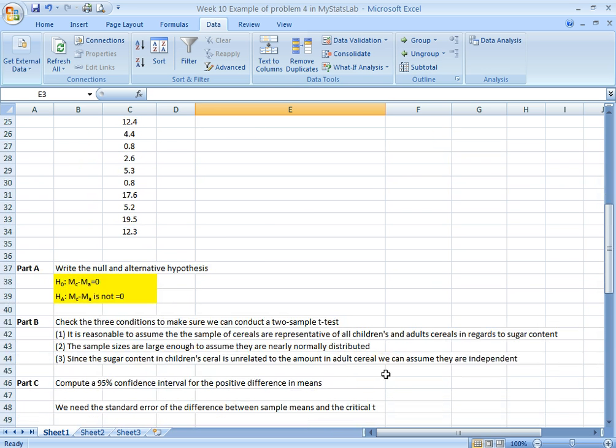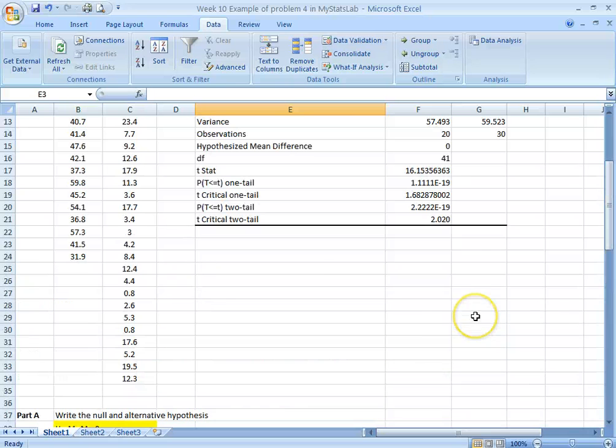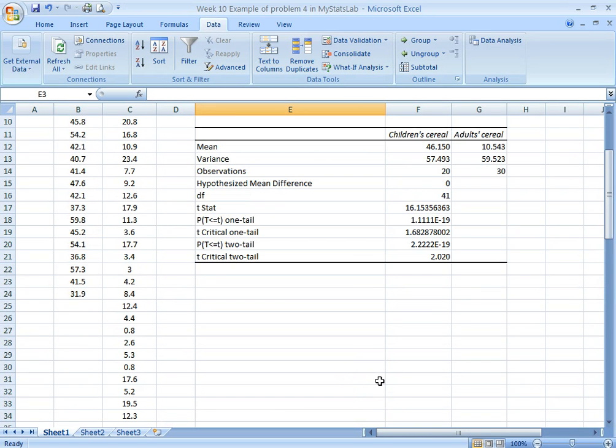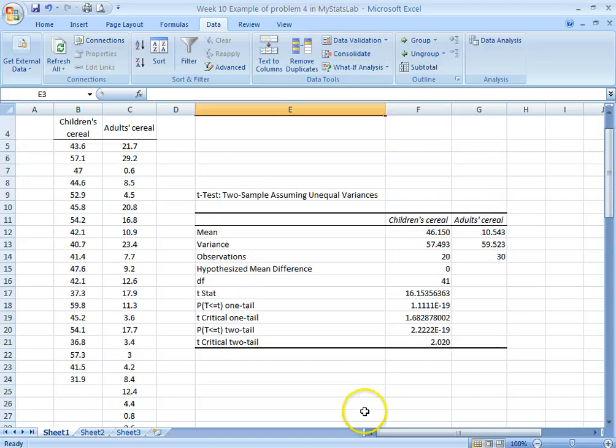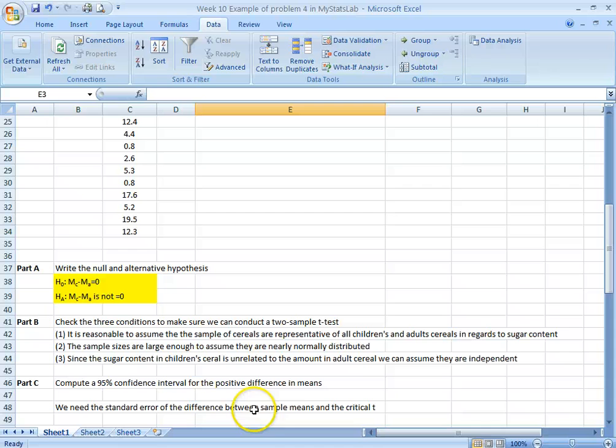So we'd like to conduct a 2-sample t-test, but let's make sure all our conditions are met. It is reasonable to assume that the sample of cereals are representative of all children's and adult cereals in regards to sugar content. We can also see by our sample sizes, we have 20 samples in our children's cereal, 30 in our adult cereal. So they are large enough to assume that the samples are going to be nearly normally distributed.